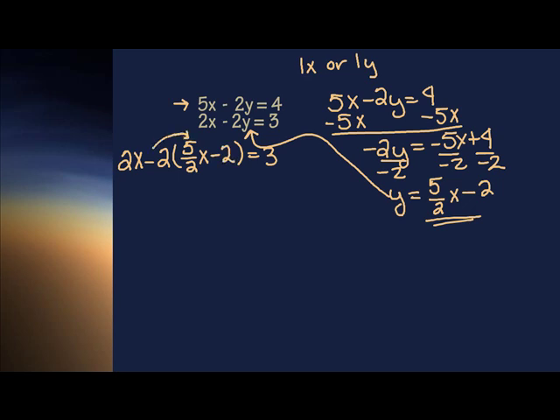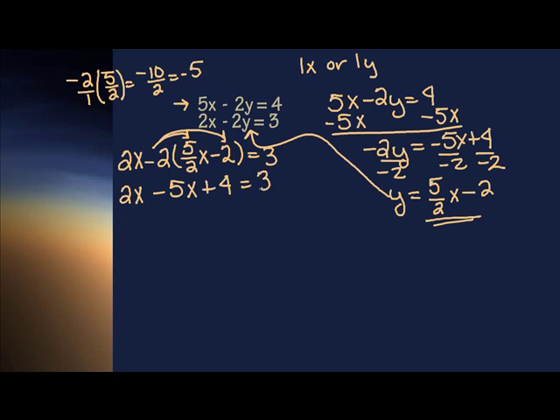I'm going to distribute my negative 2 through. So I'm going to have 2x, negative 2 times 5 halves. I'm going to do that on the side here. Negative 2, which is over 1, times 5 over 2 is, we multiply straight across, negative 10 halves, which reduces to negative 5. So negative 2 times 5 halves x is minus 5x. Negative 2 times negative 2 is a plus 4, and that will equal 3.